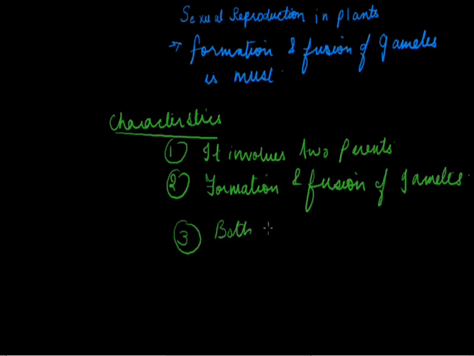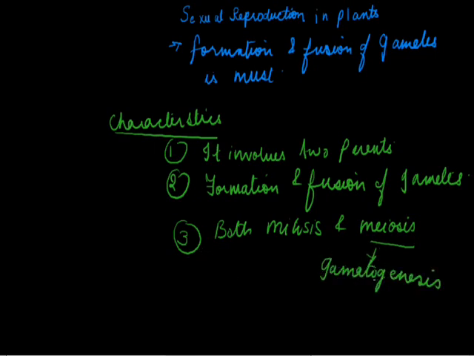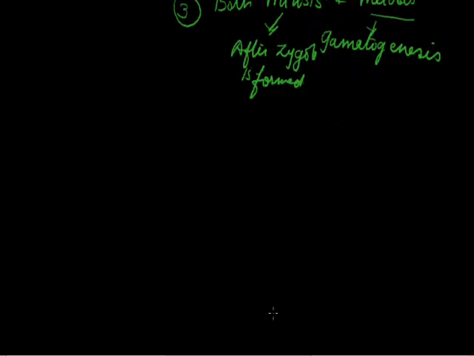Both mitosis, which is called an equational division, and meiosis, which is called a reduction division, both types of divisions are found. Especially, meiosis takes place at the time of gametogenesis, that is formation of gametes, and mitosis is seen after the zygote is formed. Now, sexual reproduction.